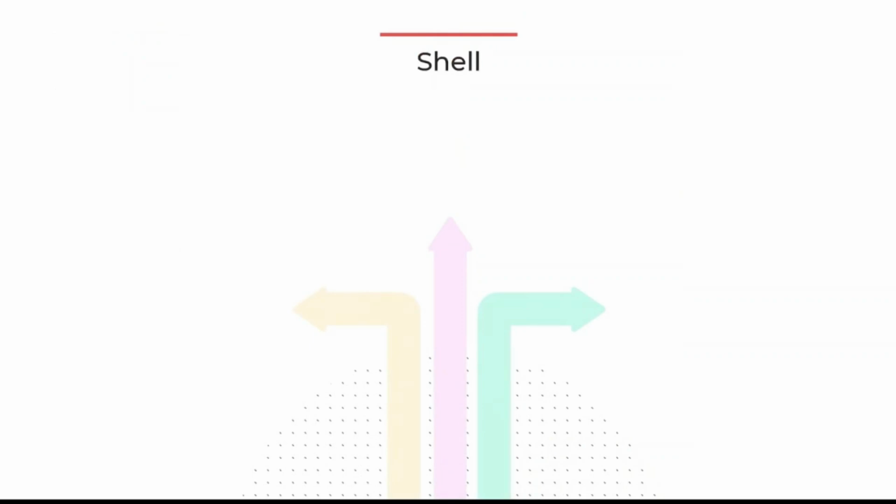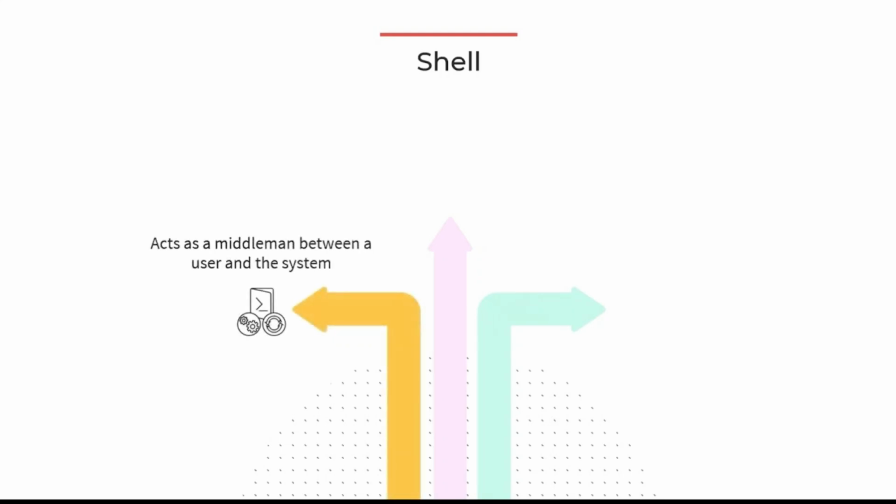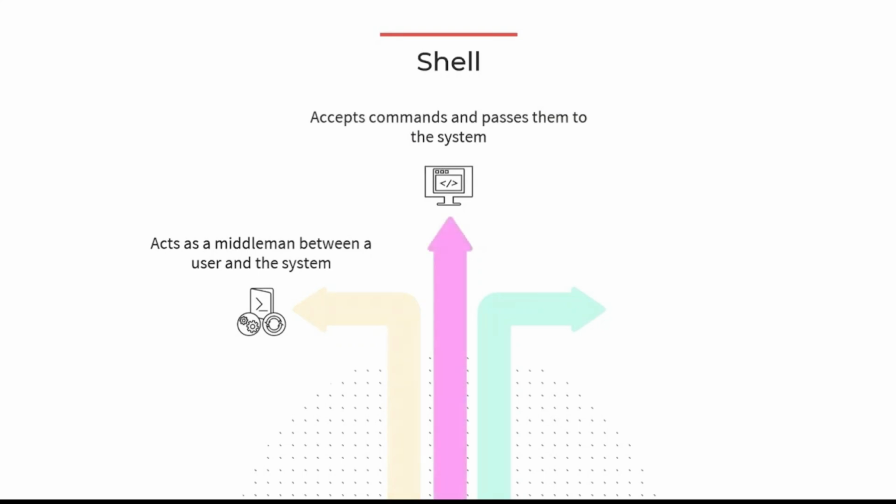What exactly is a shell? Before we dive into shell scripting, it's helpful to understand the term shell. In Linux, the shell is the place where you type commands. Think of it as the middleman between you and the computer's brain. You tell the shell what you want, and it passes the message to the system.